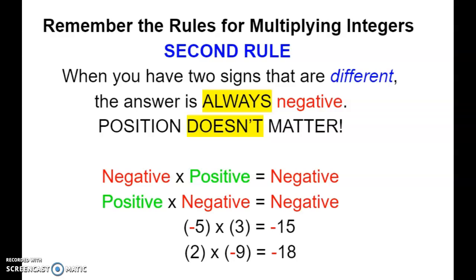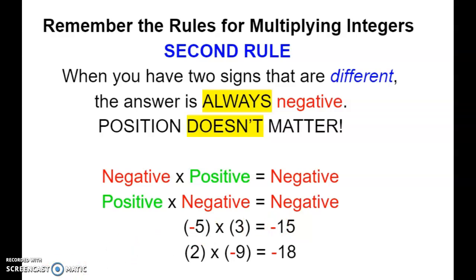Our second rule for multiplying integers is that when you have 2 signs that are different, the answer is always negative. Remember that position didn't really matter. A negative times a positive gives us a negative, and a positive times a negative gives us a negative. In our examples, you can see that negative 5 times 3 equals negative 15. Negative times a positive gives us a negative.